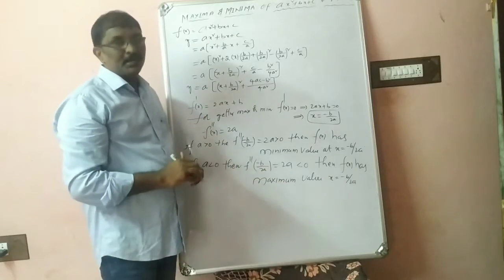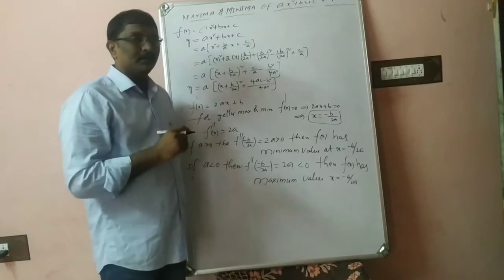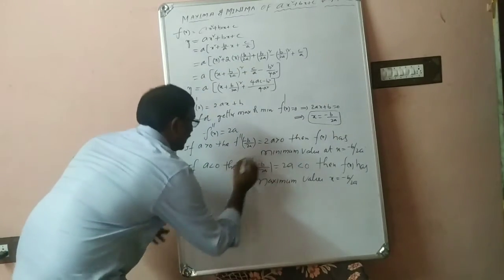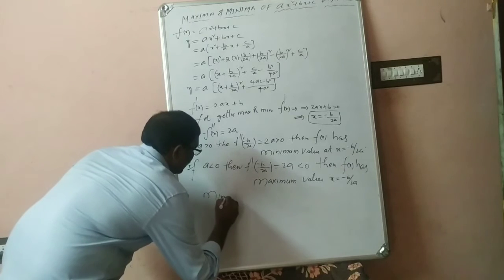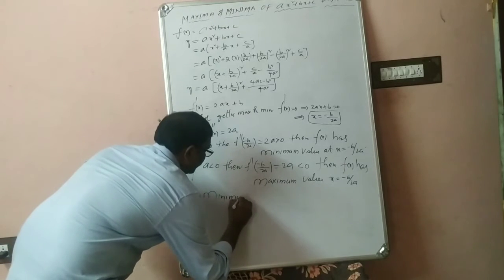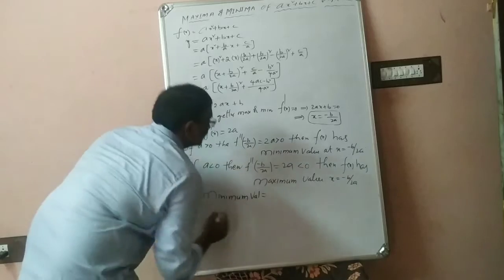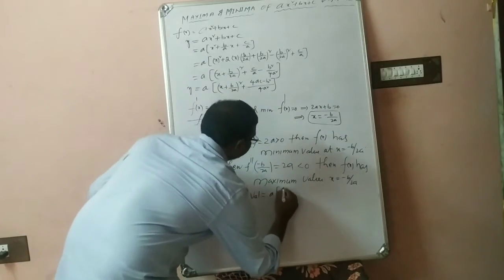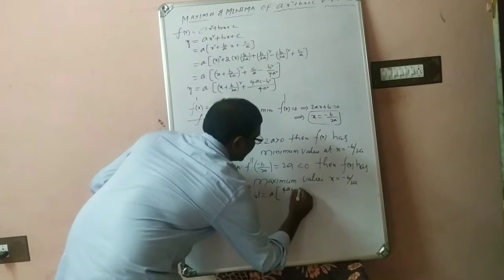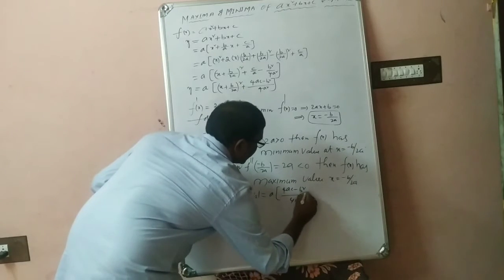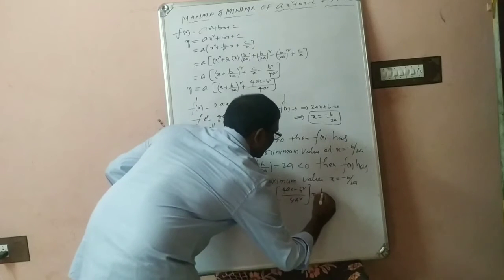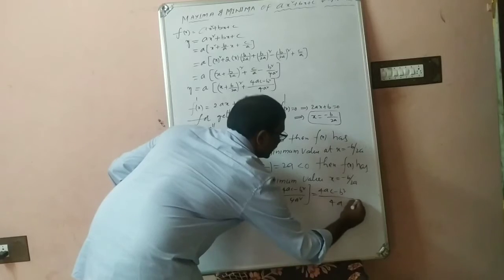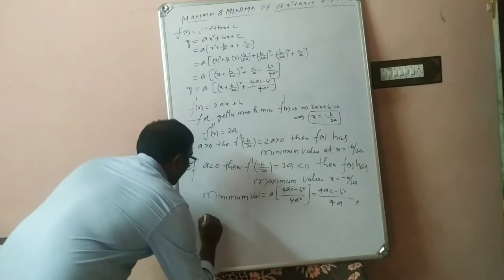This is about maxima and minima. Then we'll see what the maximum value is. I did it right here, so now you are getting the minimum value. What is the minimum value? When x is equal to minus b by 2a, the square term is completely 0. So a into 4ac minus b square by 4a square, which is equal to 4ac minus b square by 4a. This is the minimum value. Then what is the maximum value?